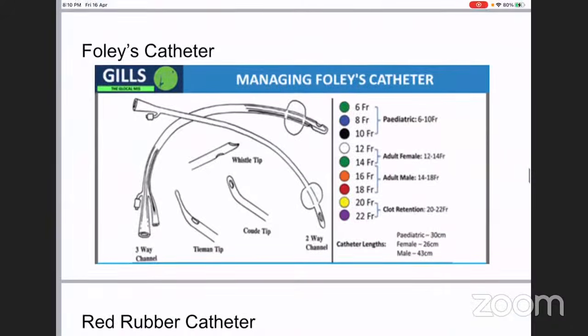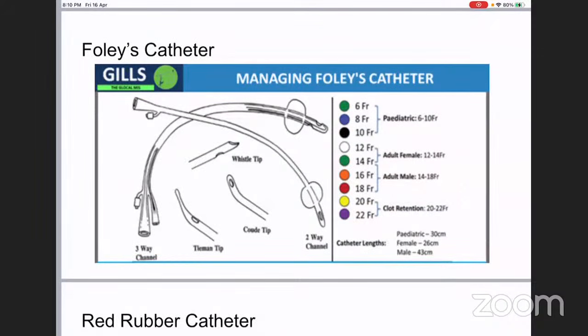Let us move on to other things like Foley's catheter. Okay, this is a very, very versatile instrument or object that is used in our surgical ward. And this is one thing that most new interns fail to use properly and cause a lot of issues, which is why you should know about the Foley's catheter properly. So the Foley's catheter is made of either latex or silicone. Both varieties are available. The latex Foley's catheter is yellow in color. The silicone one is transparent.